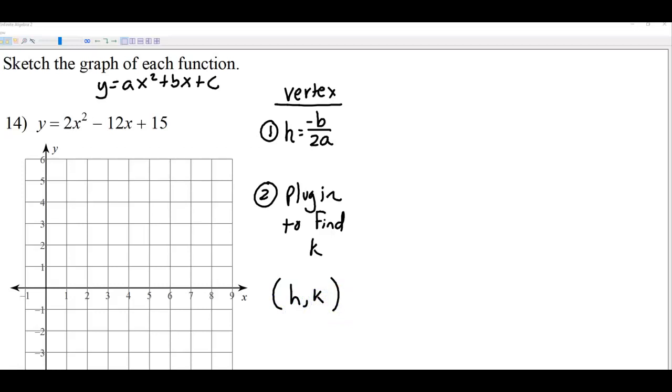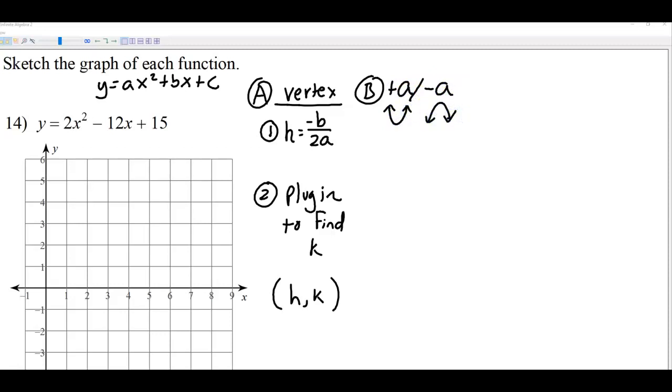Okay? But other than that, the other thing that you'll need to do is you'll need to identify whether you have a happy face or sad face parabola. And that's the same as it was last time. If you have a positive a, it's a happy face. If you have a negative a, it's a sad face.